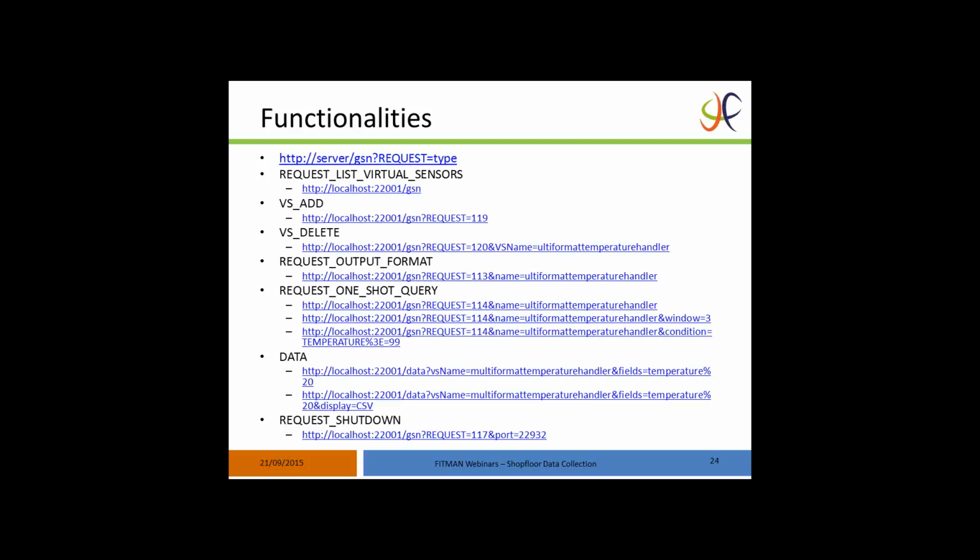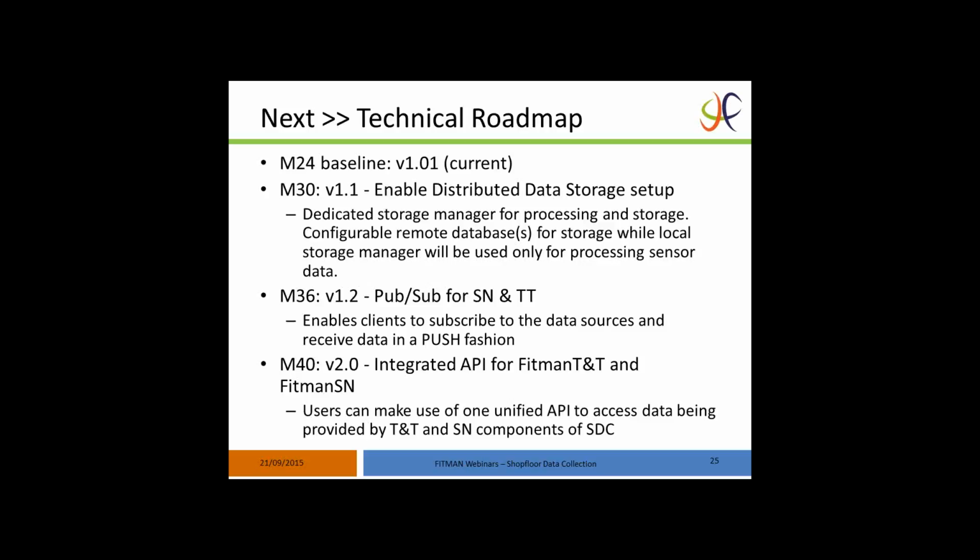These are some functionalities that have been implemented through the REST interface. All the functionalities that you will be accessing through the REST are of the format: you have the server URL, JSON, and the request, and you have the request type. There are a number of request types that we can see here. You can add new virtual sensors, remove them, request the list of virtual sensors, and you can write queries over the virtual sensors by providing a number of conditions. At the same time, you can also ask for all the data that has been recorded by particular sensors, and also you can send a shutdown request to close a particular JSON component or sensor networks component.